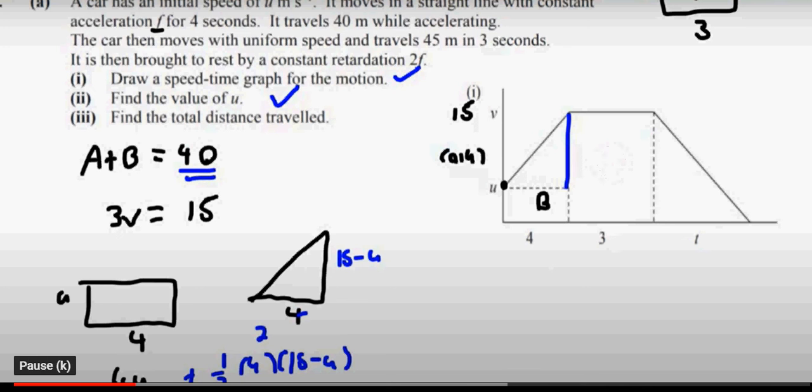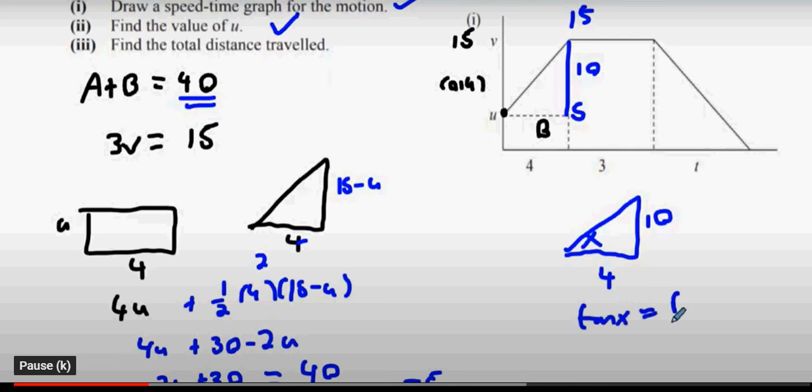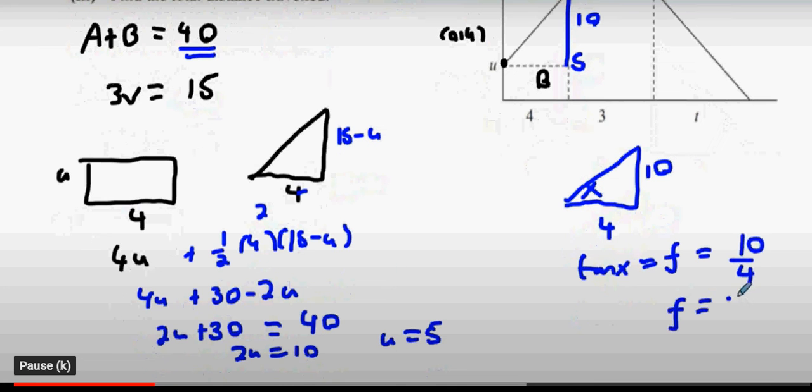Okay, so here's what we're going to do. We're going to have 15 and 5, which is a height of 10. Tan x will give us the acceleration. Tan x is going to be 10 over 4, which is f. And then we're going to get f equals 2.5 or 5 over 2. So that means 5 over 2 is the acceleration.